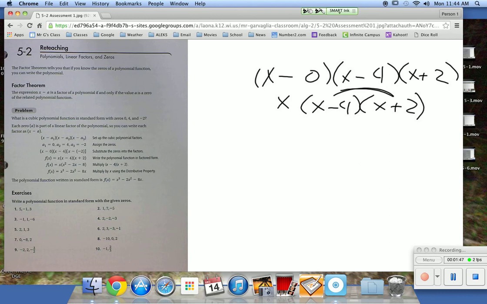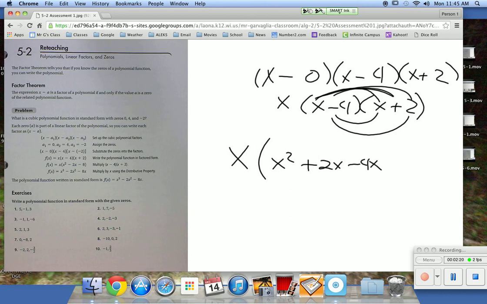Now, this is where we distribute through. We multiply our x times an x, times a 2. Then negative 4 times an x, then negative 4 times a 2. All right, so we multiply by each one of them. Put this x out front. X times x is x squared. Everybody see where I got that? X times plus 2 is a plus 2x. Everybody see that? Negative 4 times x is a negative 4x. Negative 4 times 2 is a negative 8.